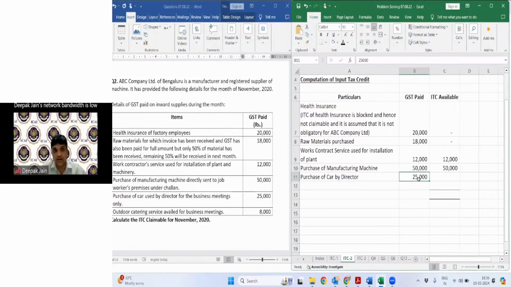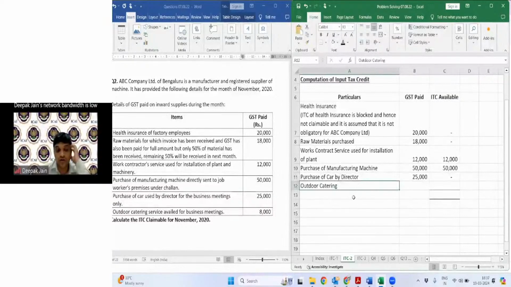No. On any kind of car, unless you use it for a driving school, or you're into reselling of it, and those specified conditions are met, you cannot claim. Or even if you use it for passenger transport service, only then you can claim, and that too, the capacity of the car should be more than 12 passengers. In this case, it's a normal car. So even if it is used for business purposes, you can't claim it.